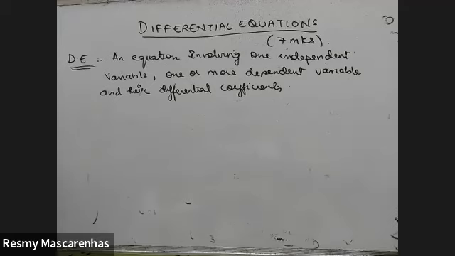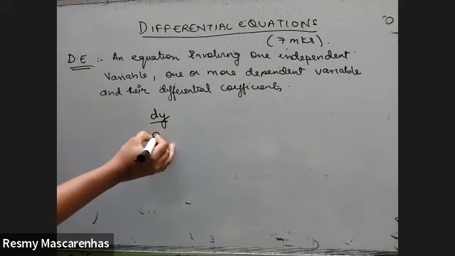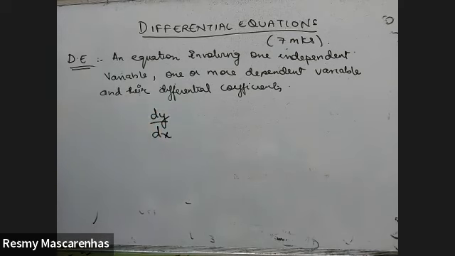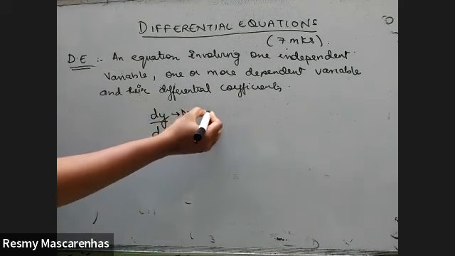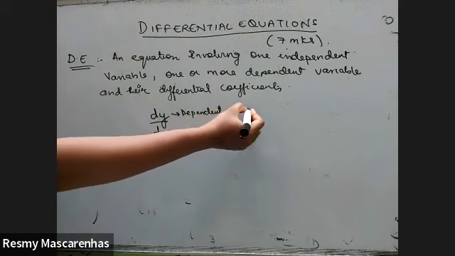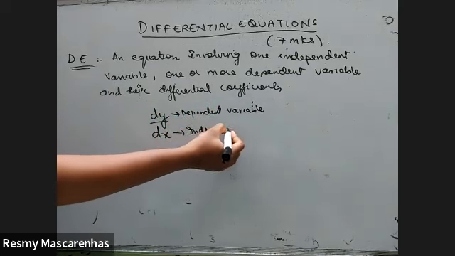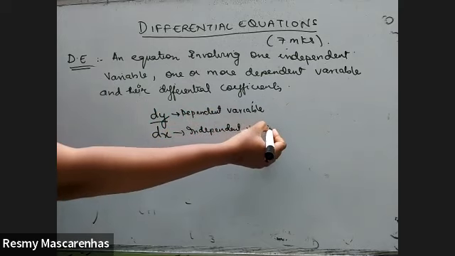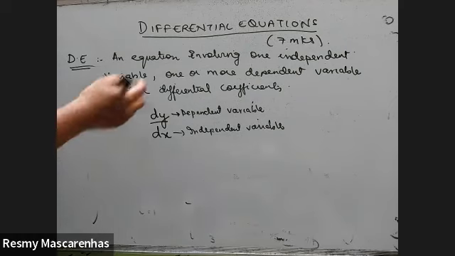Now, what is this independent and dependent thing? Suppose once we have differentiated, we normally get dy by dx. So this is called the dependent variable, and this is the independent variable. So we can form various types of equations involving dy by dx in this.